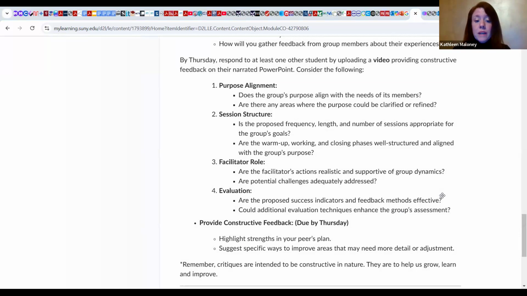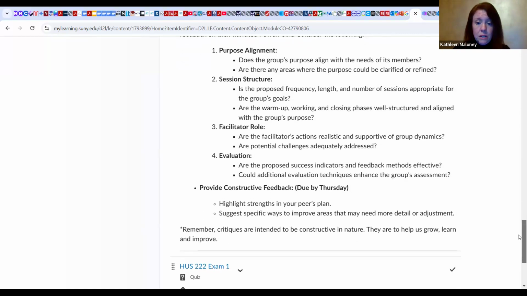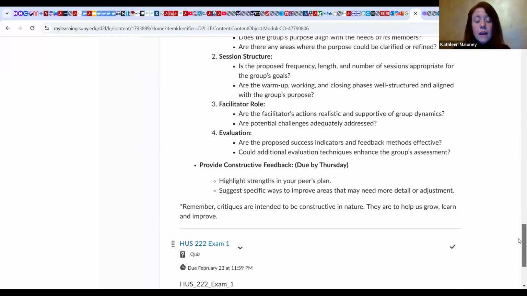So again, you are to provide constructive feedback by Thursday as part of your discussion response. And then always remember, in the next few weeks, you're going to have a lot of practice doing this. And I want you to remember that critiques are intended to be constructive in nature. They're there to help us grow and improve.